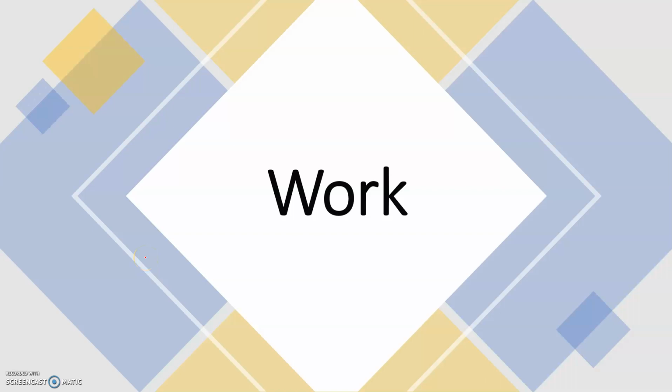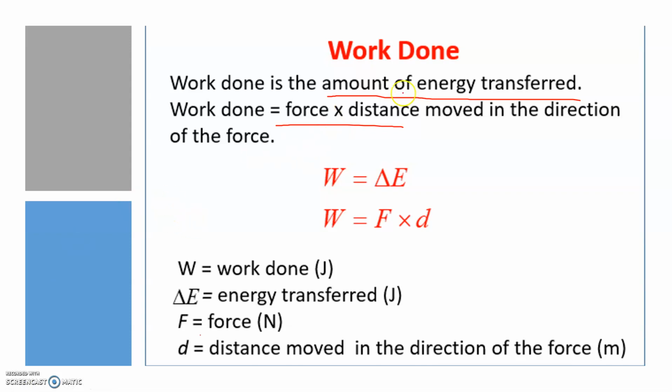Alright, so now we're going to be talking about work and reviewing work, doing some calculations. If you have to calculate the work being done, it is the amount of energy being transferred. So remember, energy is not created or destroyed, it's just transferred from one to another. Like we talked about potential to kinetic, or kinetic to potential. If you calculate the work done, you're calculating the force times the distance moved in the direction of the force. So you want the force and the distance to be working together, going towards the same direction.